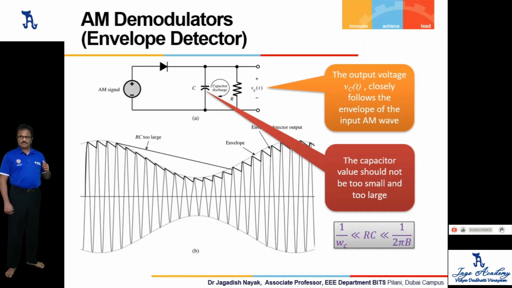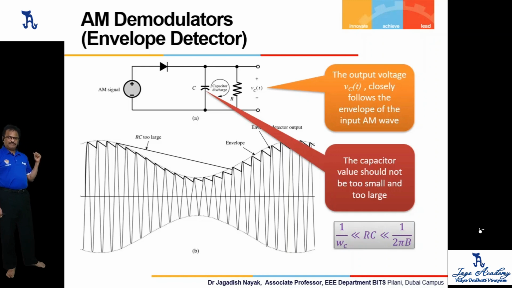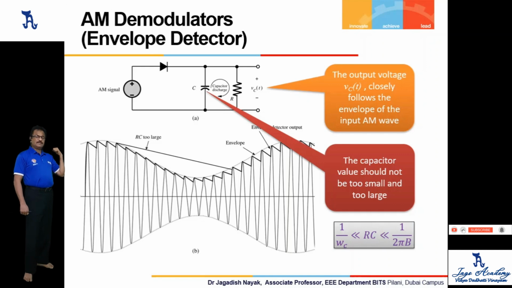See what happens here? During positive half cycle, you can see that it is charging, right? During positive half cycle, it is charging, right? And then when it goes to negative half cycle, it retains the charge. And you can see the charge is retained here. And then it continues like this. You can see the waveforms here.